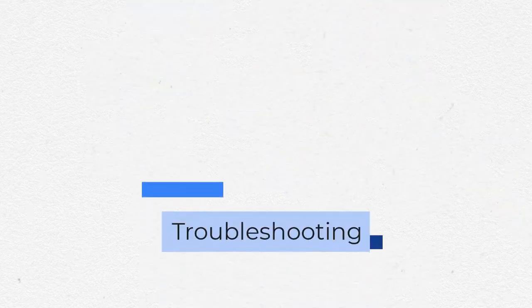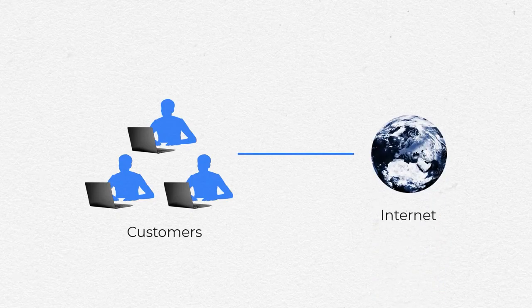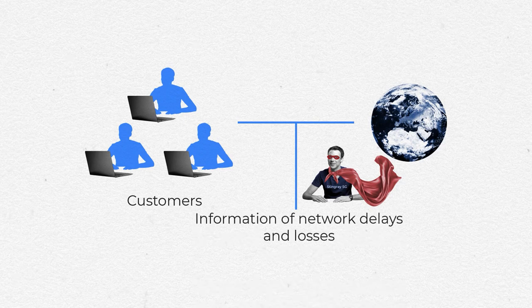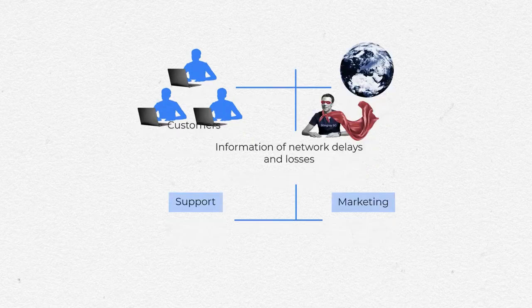Use Case 4. Troubleshooting. Stingray SG exports information on network delays and losses, such as round-trip time, RTT, and TCP retransmits. These values help you identify and solve network problems.